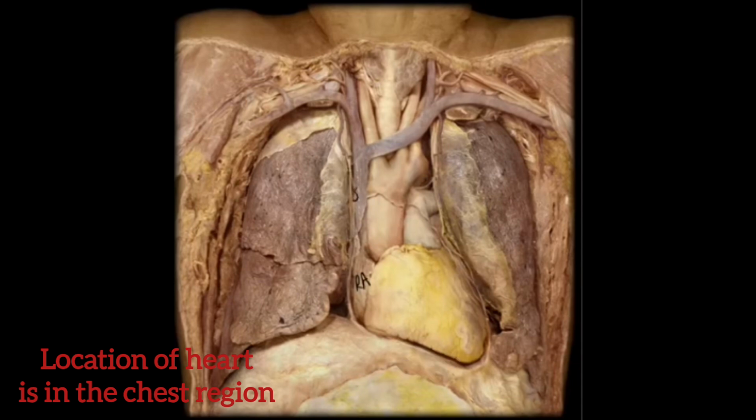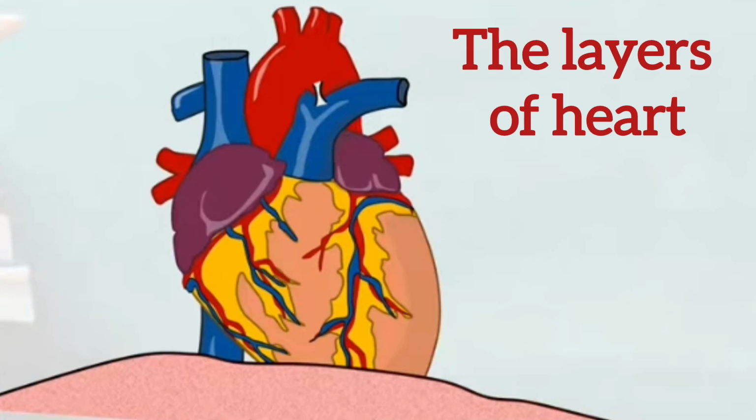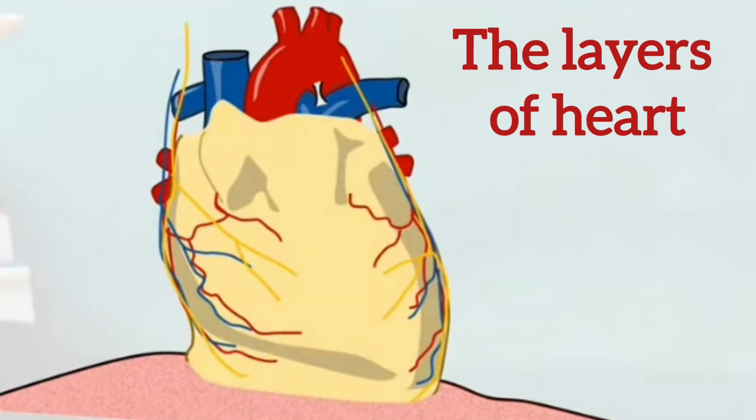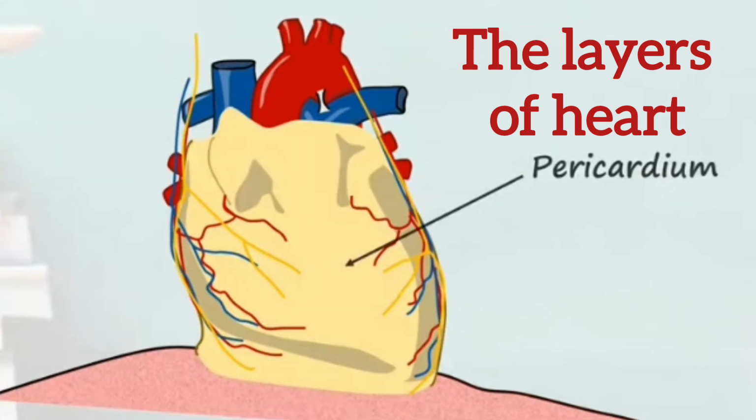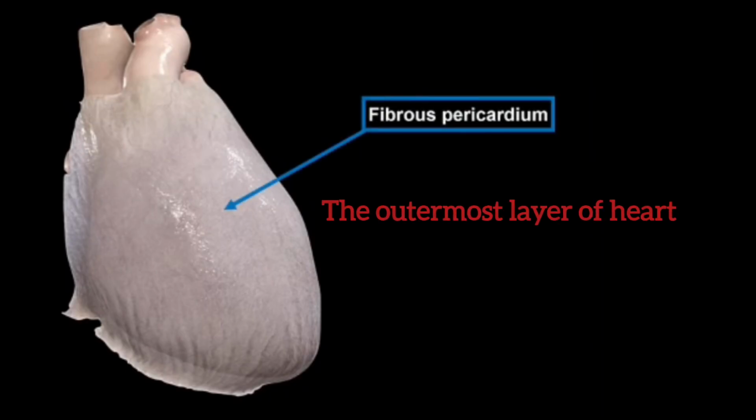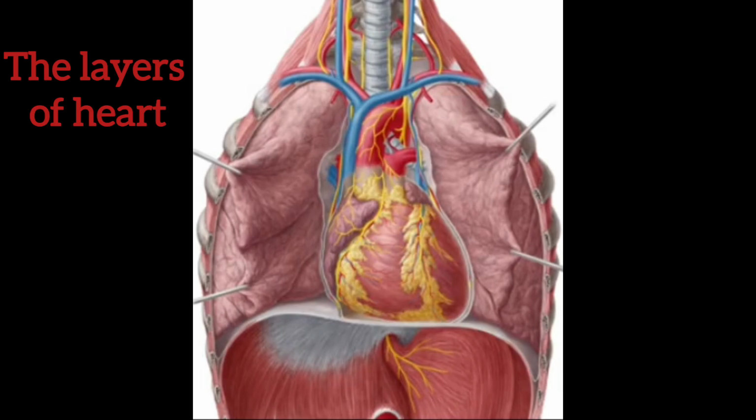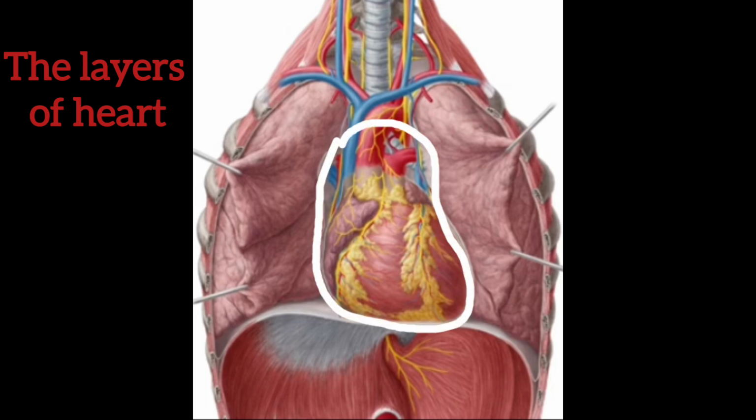In this video, we mainly discuss the layers of the heart. The whole heart is surrounded by a two-layered bag known as the pericardium. The outer layer is the fibrous pericardium. It actually defines the borders of the middle mediastinum. Basically, the mediastinum is the central compartment of the thoracic cavity surrounded by loose connective tissue.